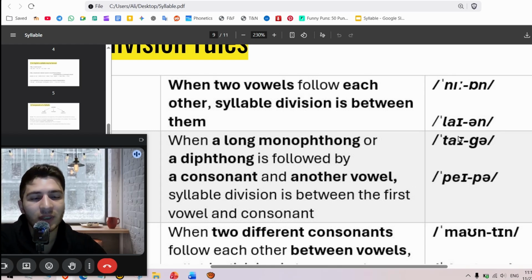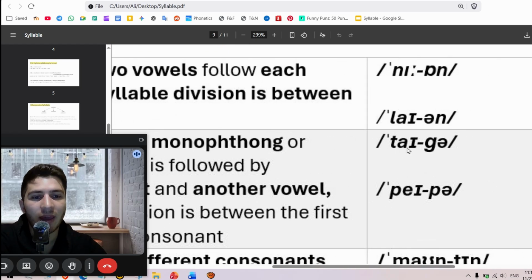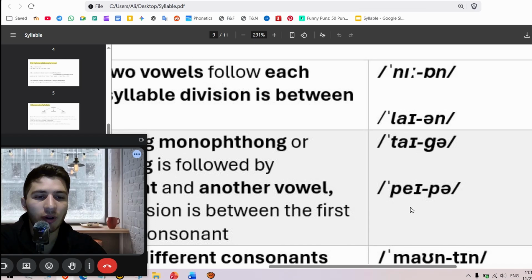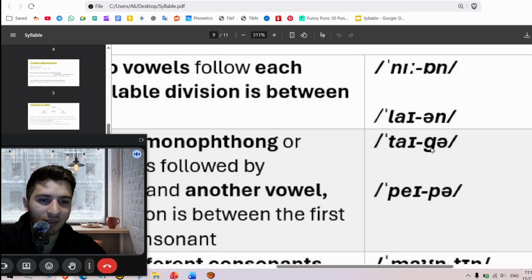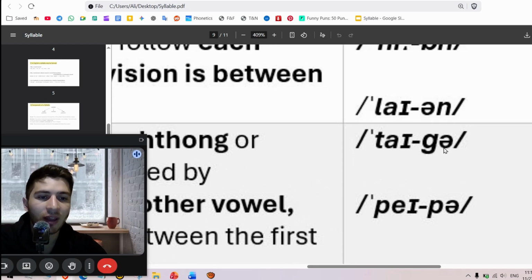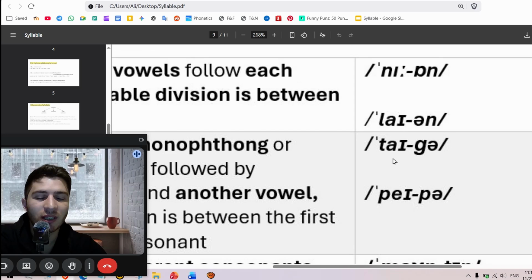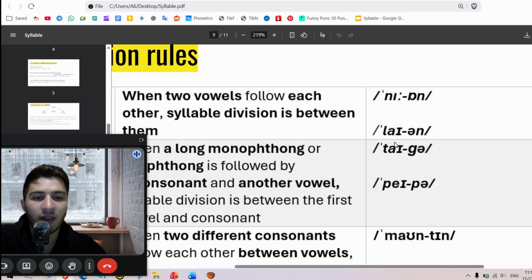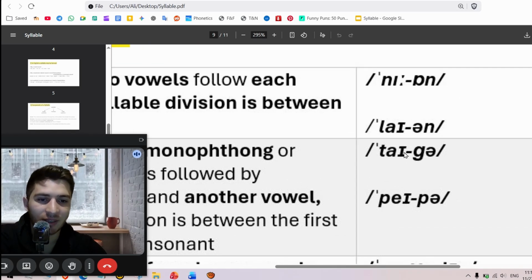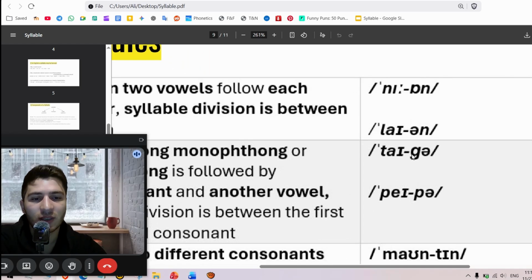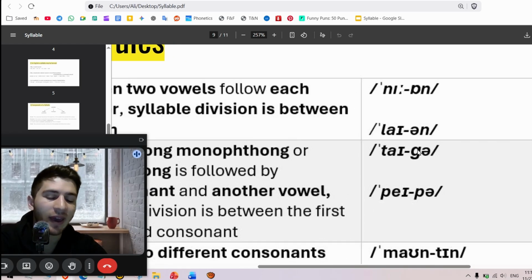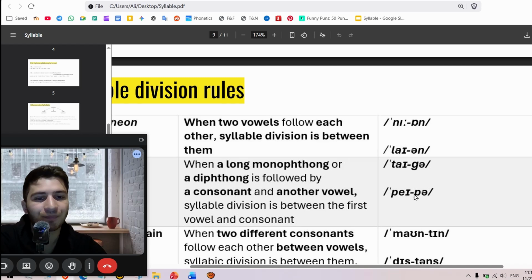In these examples, we have a diphthong, I or A. They are being followed by a consonant, G, and again they are being followed by a vowel, which is schwa. So if we say tiger, the syllable division is going to be between the diphthong and the consonant. That's why we divide it into syllables like this: tai-ga or pay-pa.